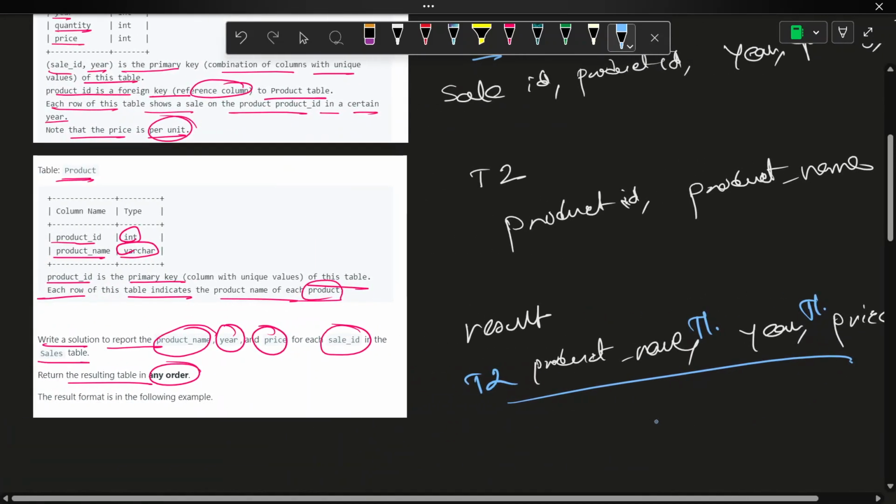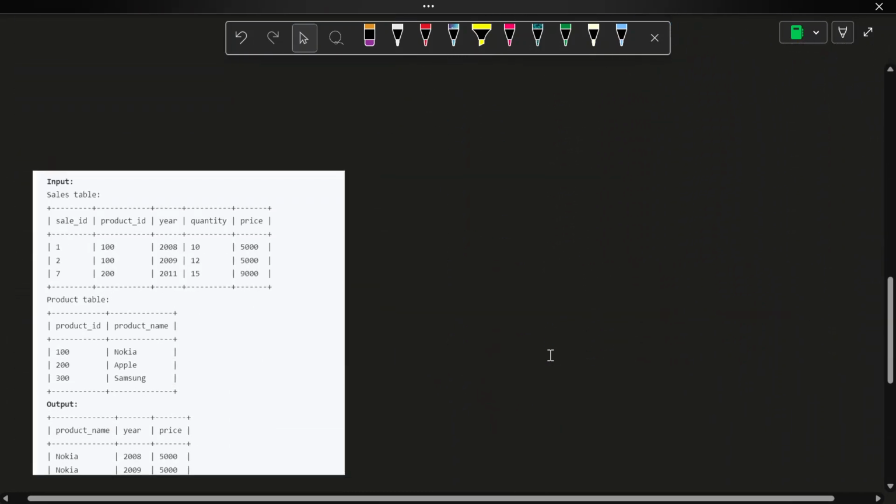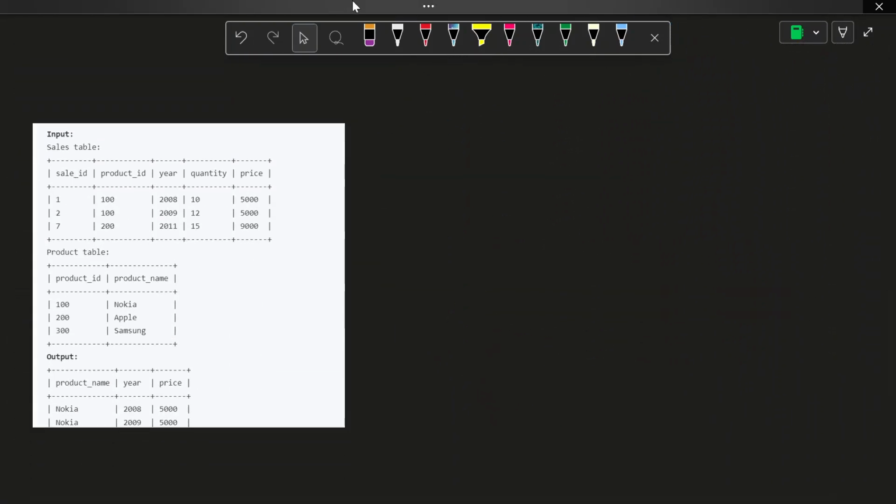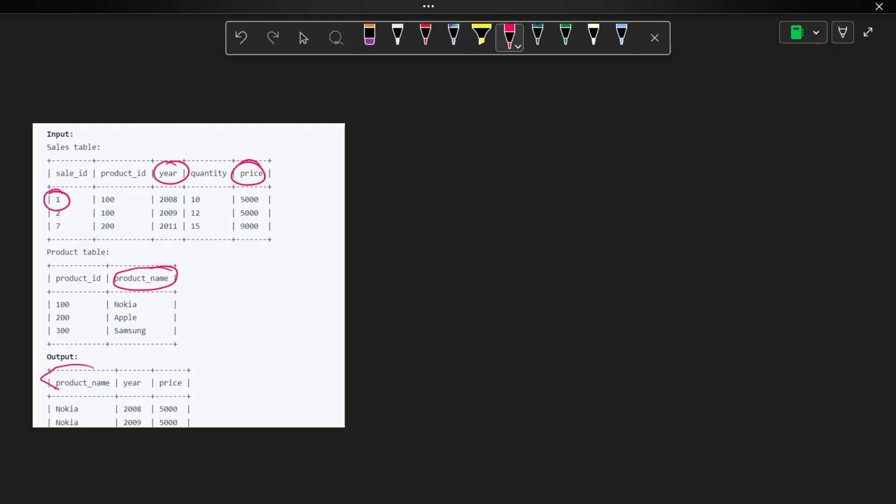So how do I have to join? What is the condition? I have to report the product name, year, and price for each sale ID in the Sales table. So for this example, for sale ID 1, I have to print the product name, then year and price, right? So that's product name, year, and price. Here how many sale IDs are there? 1, 2, and 3. So the output will be 3 rows. Got it?